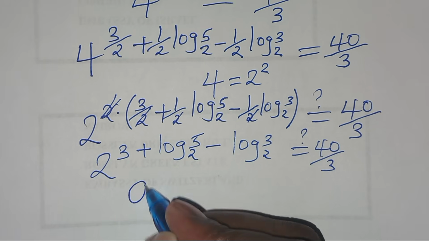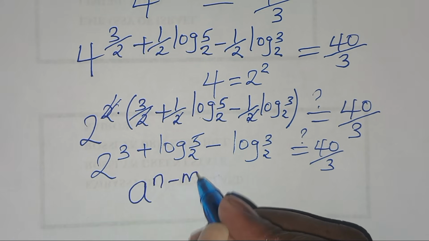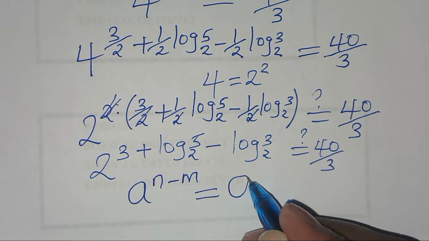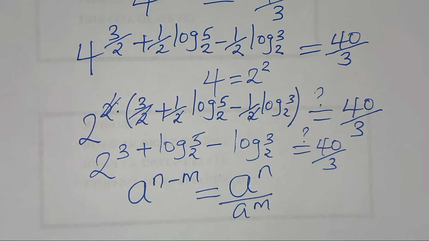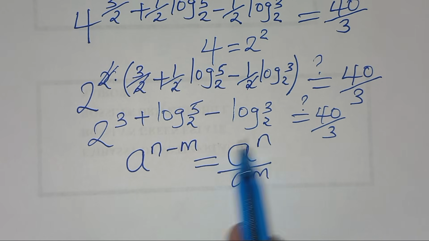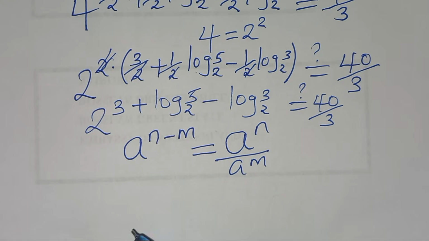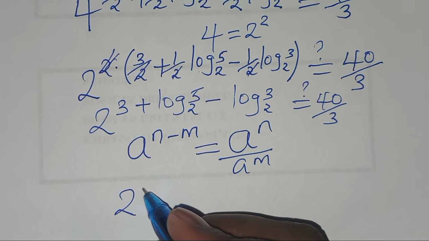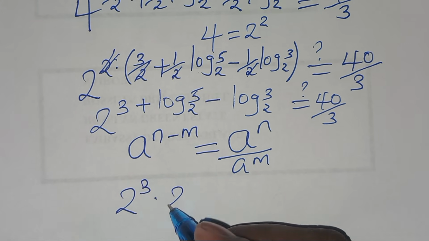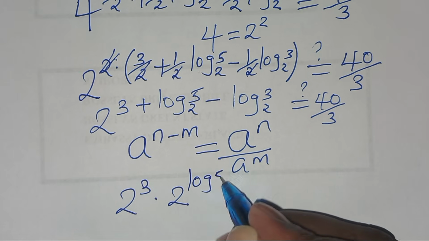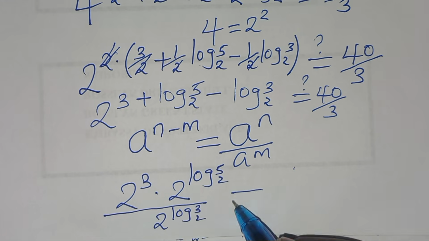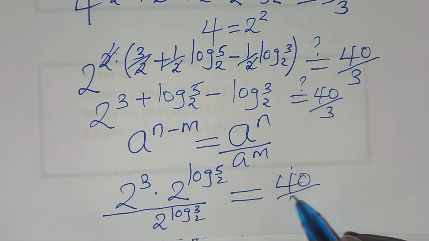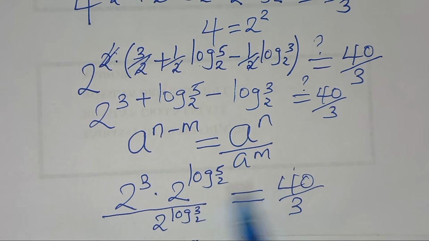Now 2 to the power 3 plus log 5 to base 2 subtract log 3 to base 2. This is in the form of a to the power n subtract m, which we can express as a to the power n divided by a to the power m. So applying this exponent property, then here we'll have 2 to the power 3 multiplied by 2 to the power log 5 to base 2 divided by 2 to the power log 3 to base 2. This should give us a value of 40 divided by 3. So let's proceed from here.